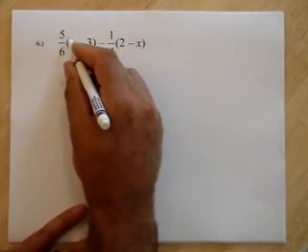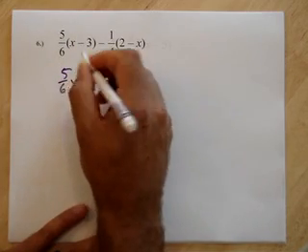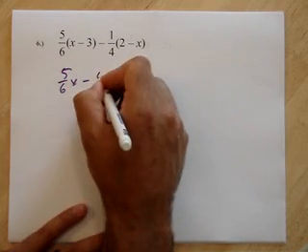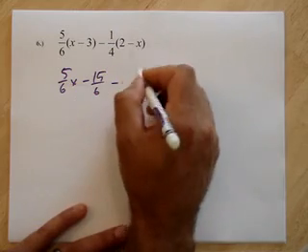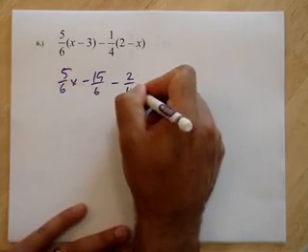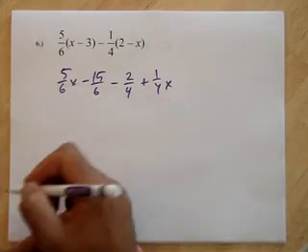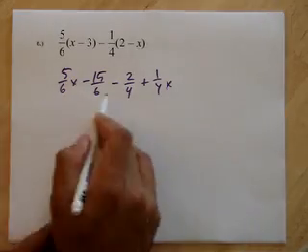5/6 times 3 is 15 over 6, minus a quarter of 2, which is a half, but I didn't know that, 2/4, and a negative times a negative will be a positive, 1/4 x. Combine like terms here. I've got to switch all these. Let's see, what do these all go into?